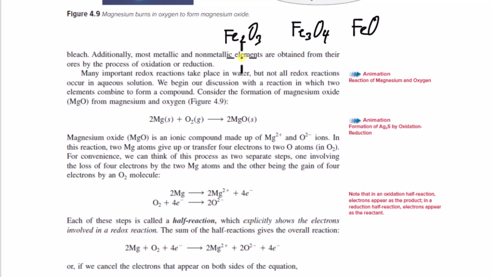But if you compare these numbers of electrons of the atoms of the reactant compounds with the number of electrons of those same atoms in the product compounds, for a redox reaction, you're going to see a change in the numbers of these associated electrons. Many important redox reactions take place in water, but not all redox reactions occur in aqueous solution. So yes, not all redox reactions occur in aqueous solution.